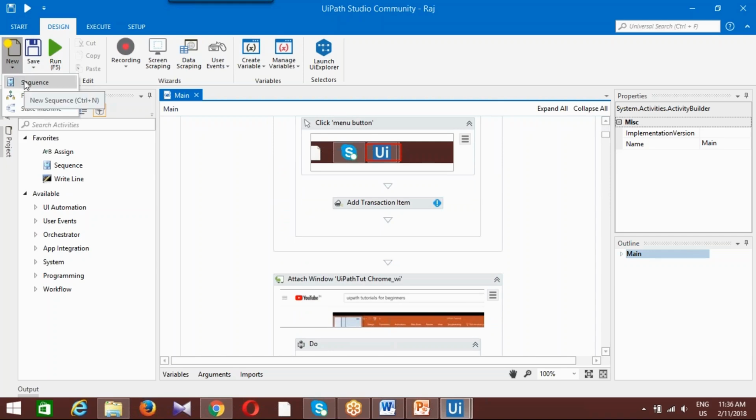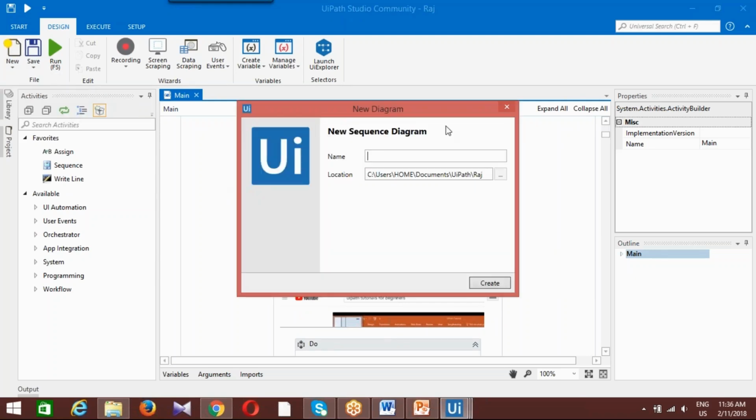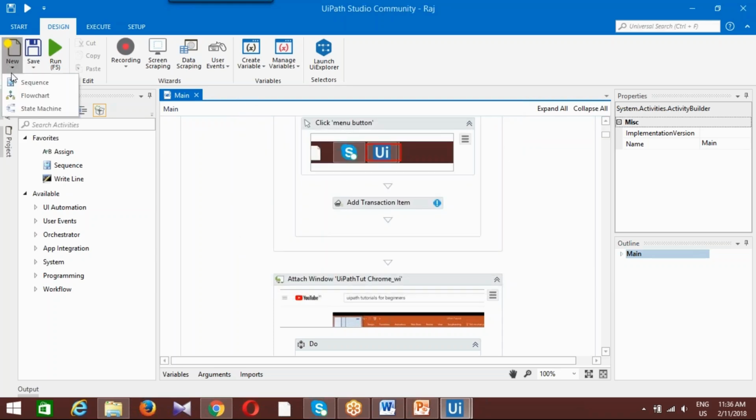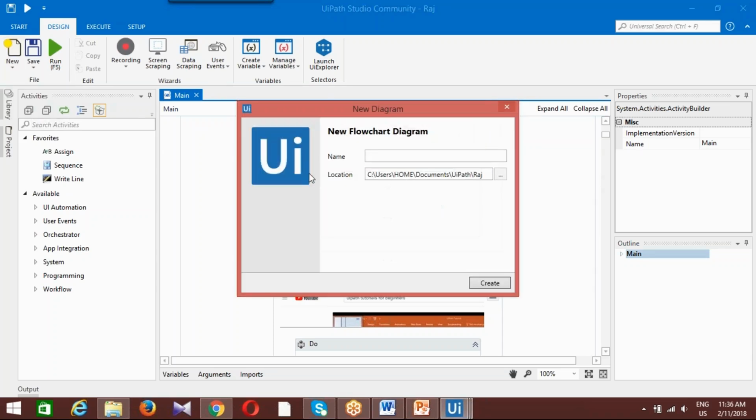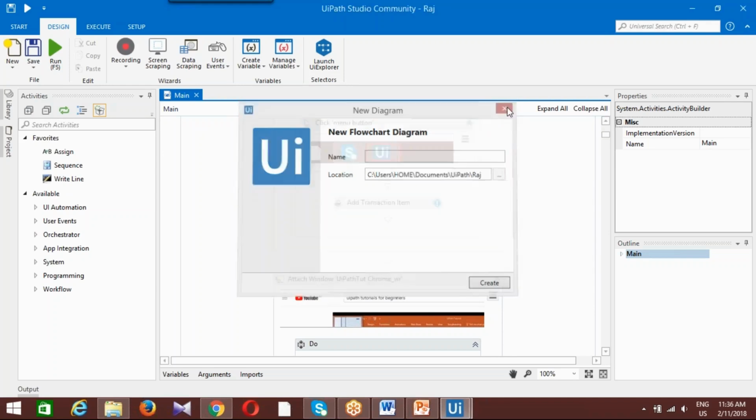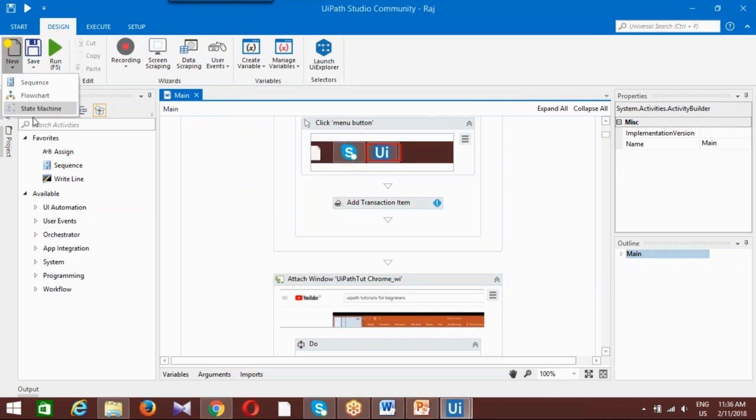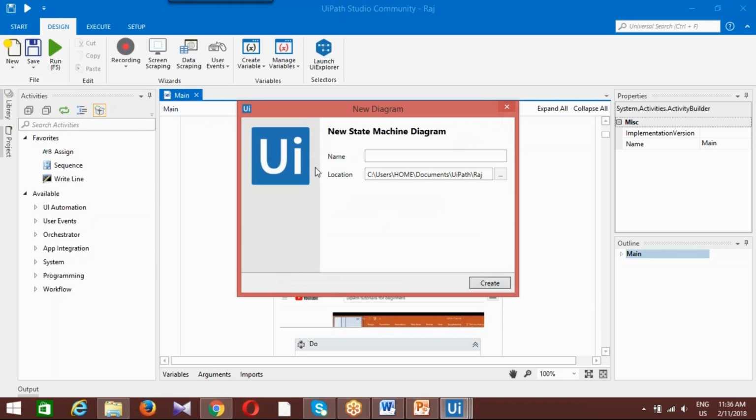Here you can prepare different things. These are the different projects. One is a sequence, wherein you can create a new sequence diagram, followed by the flowchart, where you can prepare flowchart diagrams, followed by that, you can prepare a state machine diagram.